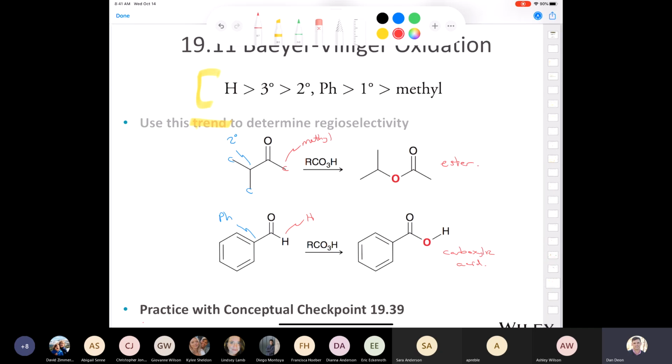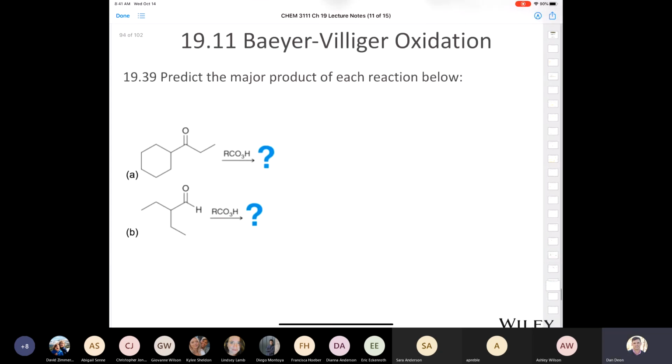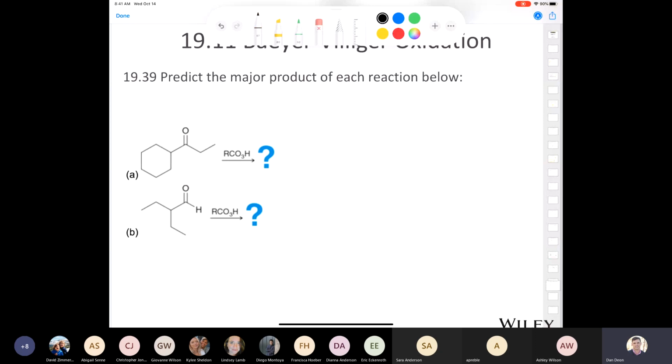Very cool reaction. Again, I'm not going to ask you the mechanism of this reaction, but you do have to have the order of migratory aptitude memorized for the quiz. Let's take a look. It says here, predict the major product for each reaction below. Let's write down the order of migratory aptitude, which is a hydrogen atom followed by a tertiary carbon followed by a secondary and a phenyl. Those are tied. I know somebody's wondering, are you going to ask me both of those at the same time? The answer is no. Then a primary and then a methyl is the loser. It's at the bottom of the barrel, okay?